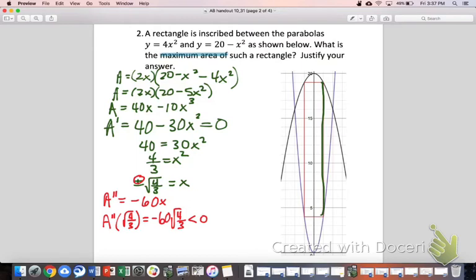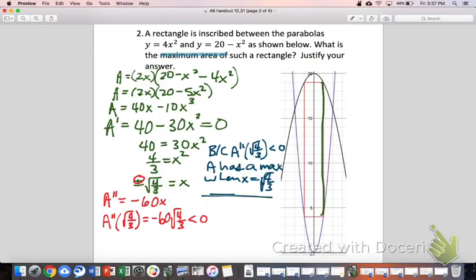So based on that kind of reasoning, we can now draw our conclusion and say, because A double prime of square root of 4/3 is negative, A has a maximum when x equals root 4/3. There we go. Okay, so it did actually ask for what that maximum area would be, and so we've already proven that x equals root 4/3 will provide a maximum area.